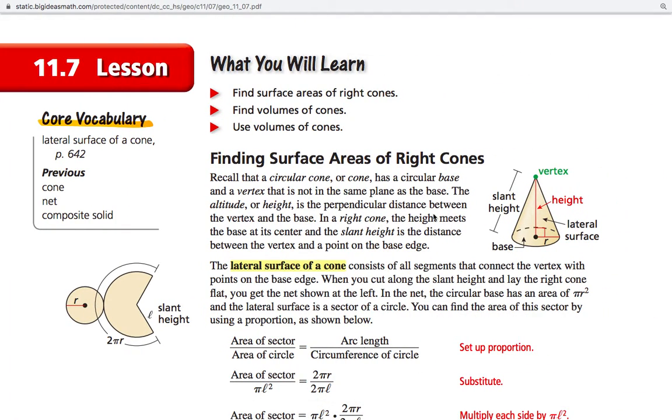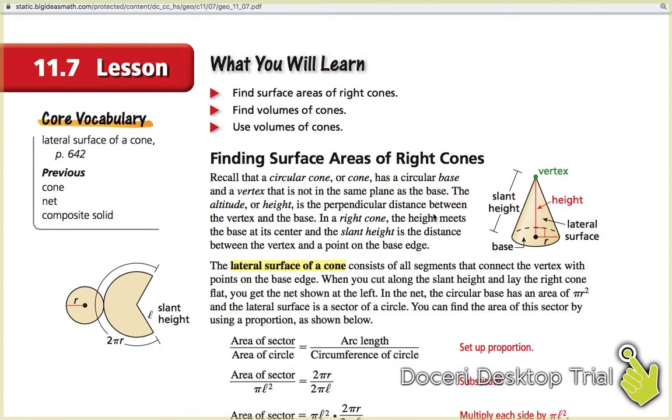All right, guys, 11.7, looking at cones here, looking at volume and surface area of cones. You see some vocab, and we've talked about height before, and I've mentioned it before, but we have this new idea of slant height. And slant height is the distance between the vertex down to the base along the edge of a cone or a pyramid.